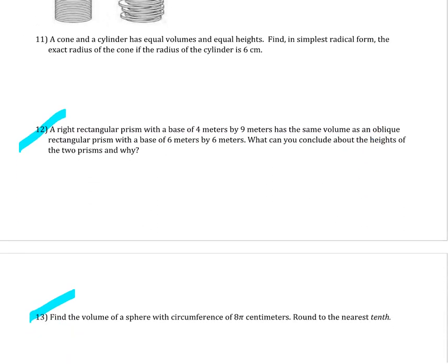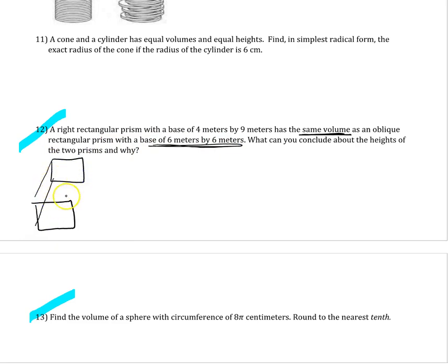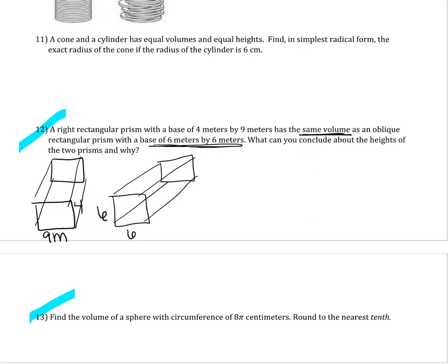All right, a right rectangular prism with a base of 4 meters by 9 meters has the same volume as an oblique rectangular prism with a base of 6 meters by 6 meters. Okay, so essentially, here's one. It says its base is 4 meters by 9 meters. And I've got another one that it says is oblique, so maybe I'll make this look more dramatic, whose base is 6 by 6.